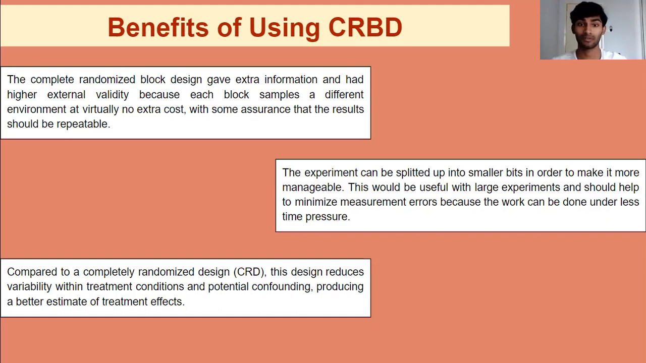Compared to a completely randomized design, the CRD, this design reduces variability within treatment conditions and potential confounding. Potential confounding refers to a variable that influences both the dependent and independent variable, causing a spurious association. Spurious association means they are associated, but they are not causally related. So if we remove the potential confounding, we can produce a better estimate of treatment effects.